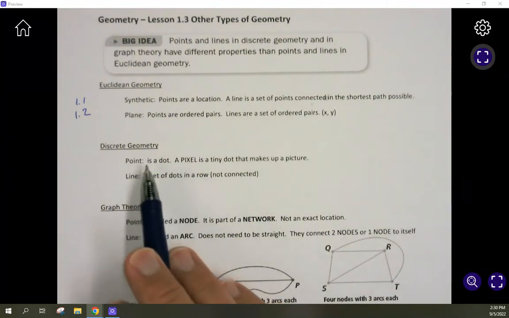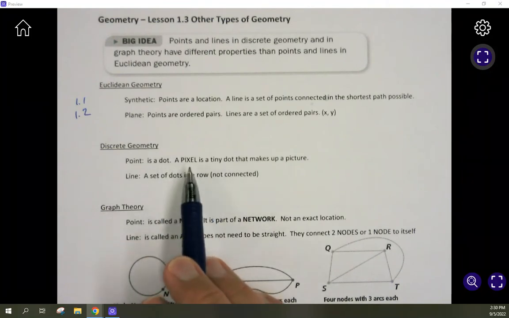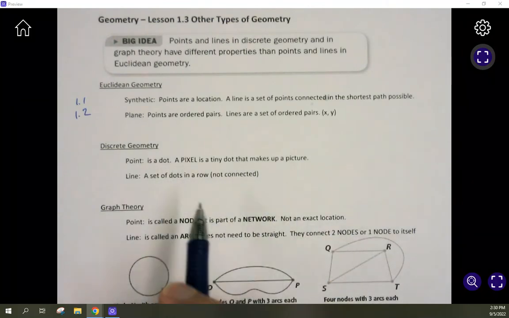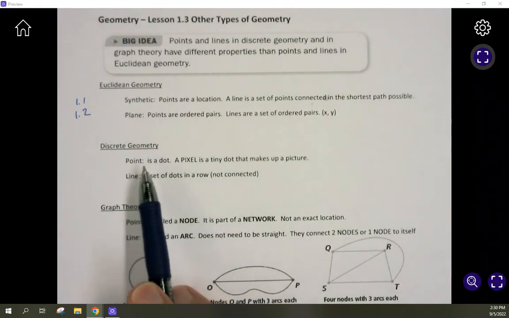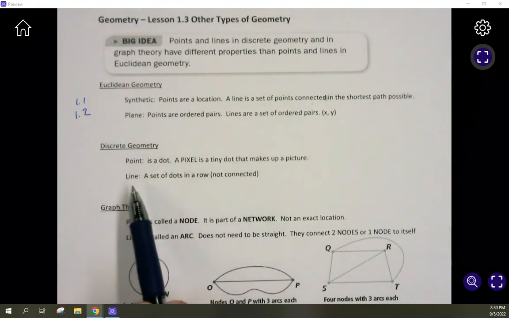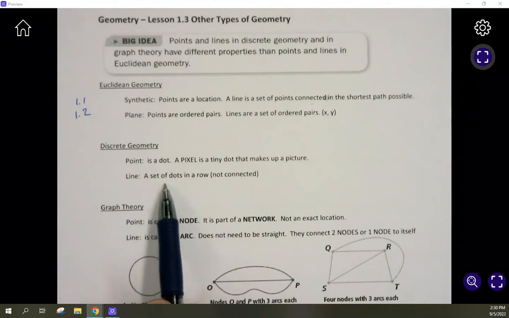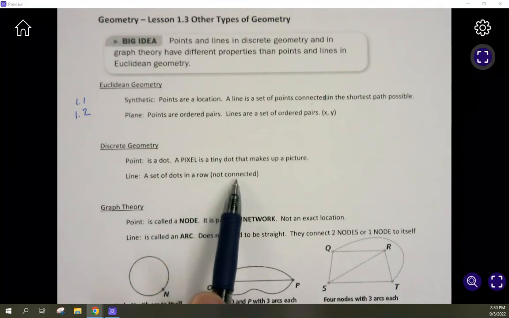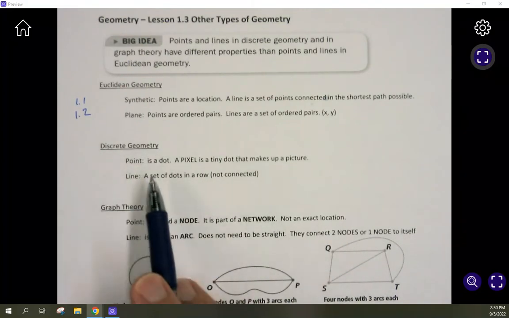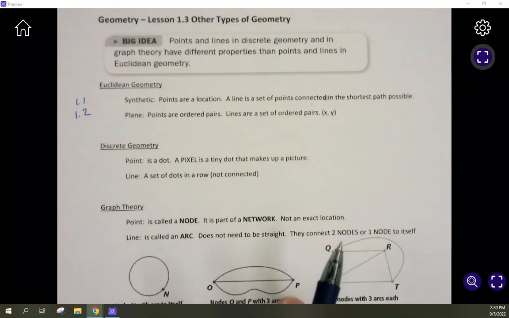So a pixel is kind of like a point, it's a dot. It's a tiny dot that makes up a picture. So it's a good way to think about it. All of those pixels sitting next to each other are kind of like points in discrete geometry. And then a line is a set of dots in a row, but we don't actually connect them. So discrete geometry is just looking at dots, basically.